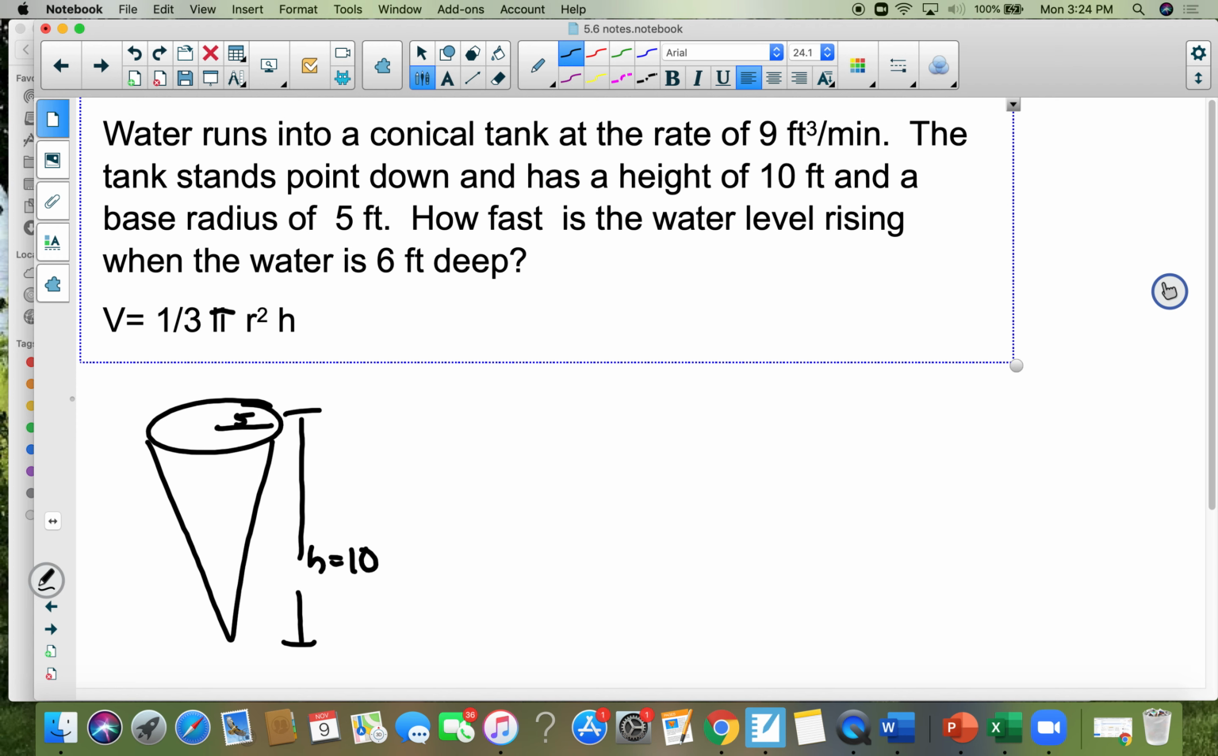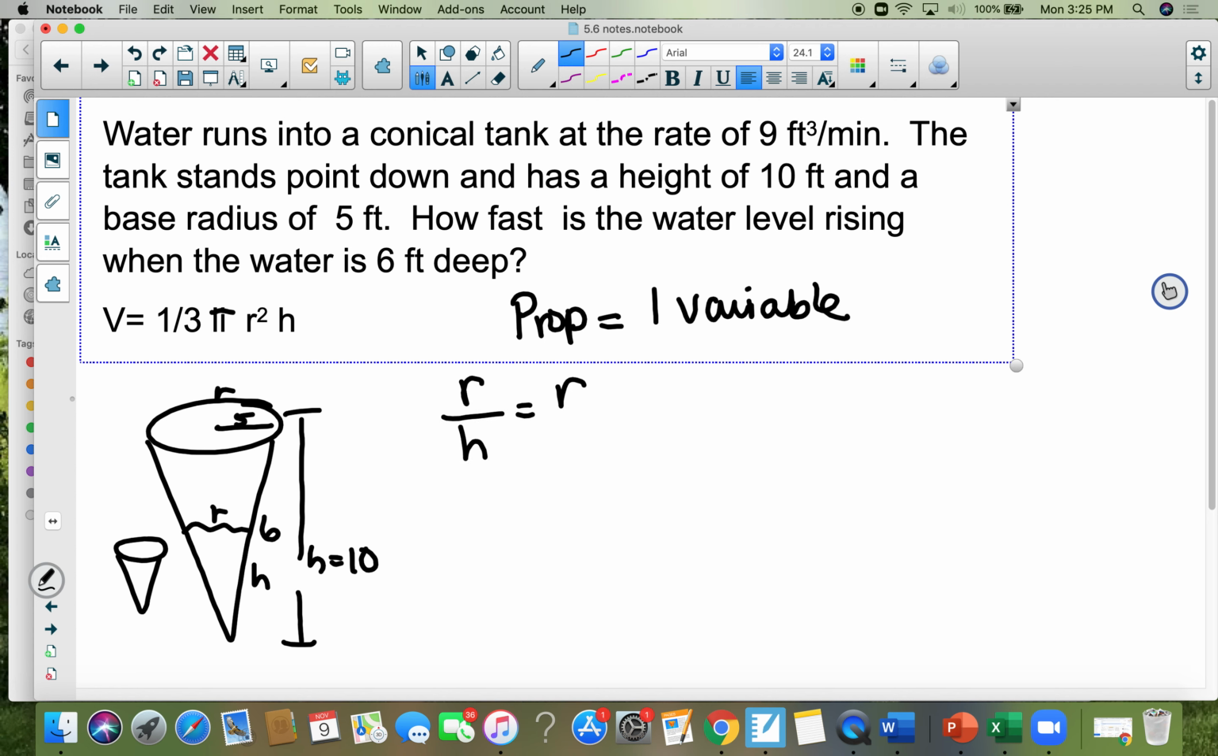So the water is already at 6 feet, and you're trying to figure out how fast the water is rising. They give us the volume, and when you do this, you need to work it with a proportion, because you can only work with one variable. Do you see that there's a littler cone down here? So I'm going to go r is to h as r is to h.